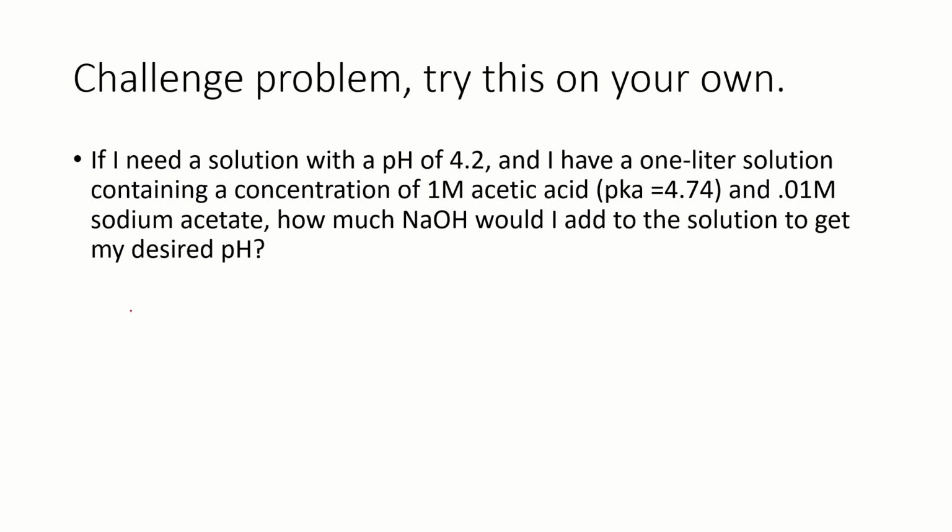Well, first things first, let's write out the Henderson-Hasselbalch equation, which says pH is equal to your pKa plus the log of your conjugate base over your acid. All right, so far so good. And we're trying to solve for the pH, so let's plug that in. 4.2 is equal to our pKa, which is 4.74, plus the log of x, because I'm not going to put in 0.1 over 1, because this is a variable that's going to be manipulated by the sodium hydroxide.